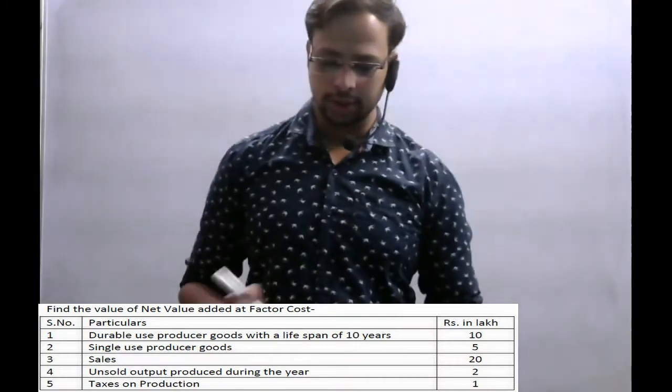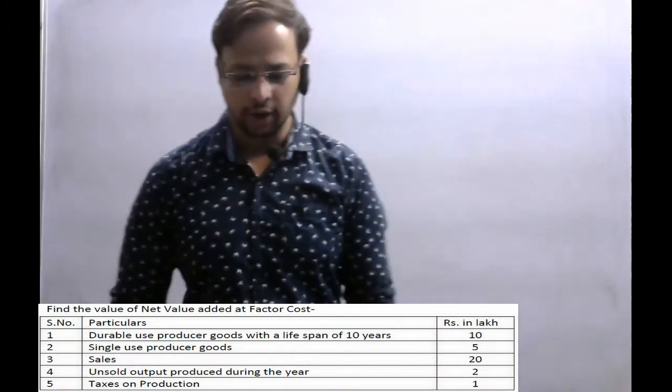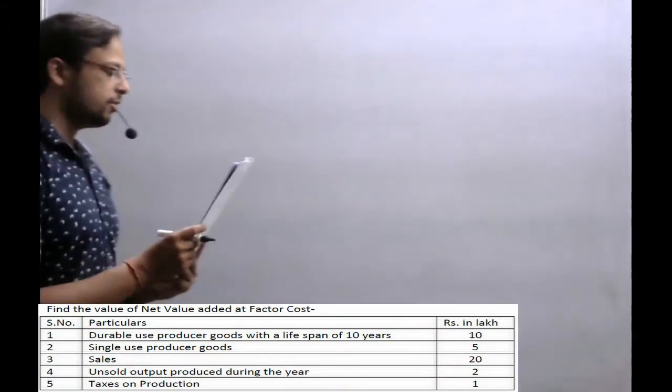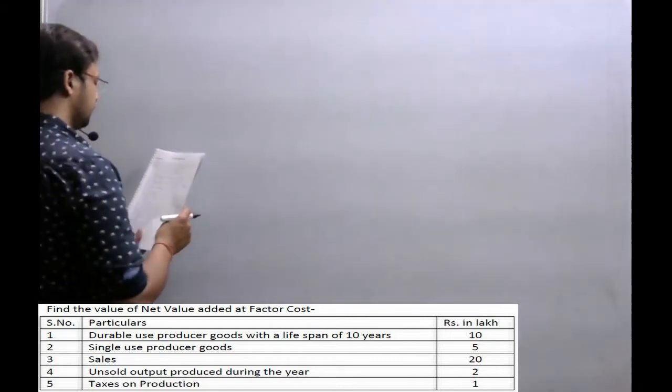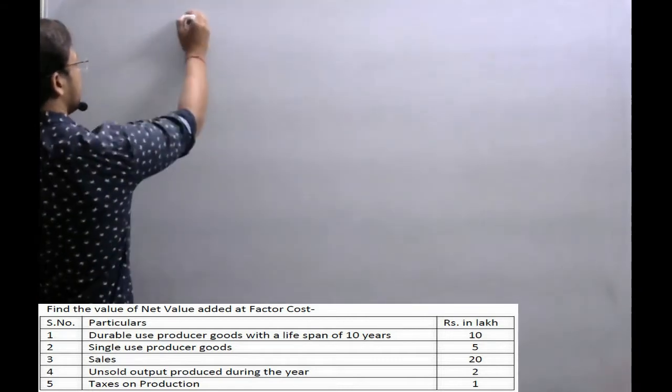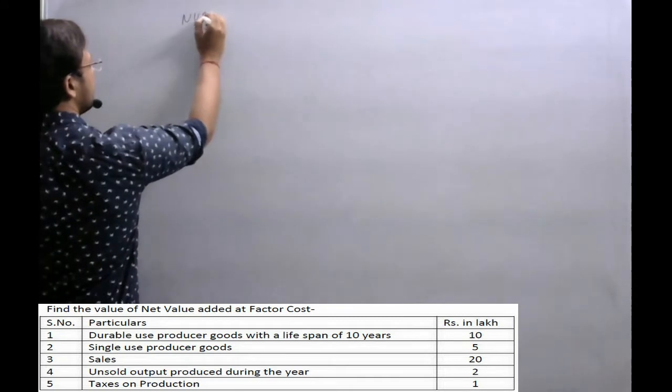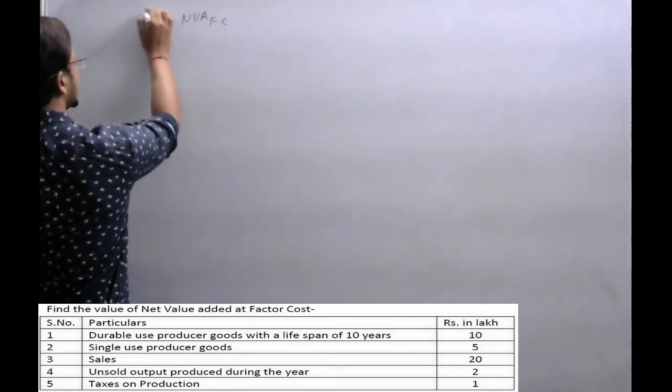You will be seeing the question on your screen while I am doing it. So I have the copy of the question and you will be seeing it on the screen while I do the question. Let's see. The first question is that we have to find out the value of NVA at FC, that is, net value added at factor cost.